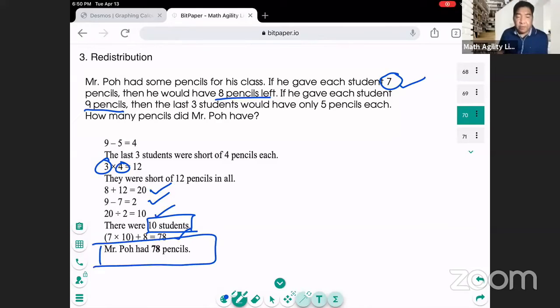Okay. Which do you think is easier to understand, the way I'm solving it or the Singapore method of solving this question? Okay, let's move to problem number 4.